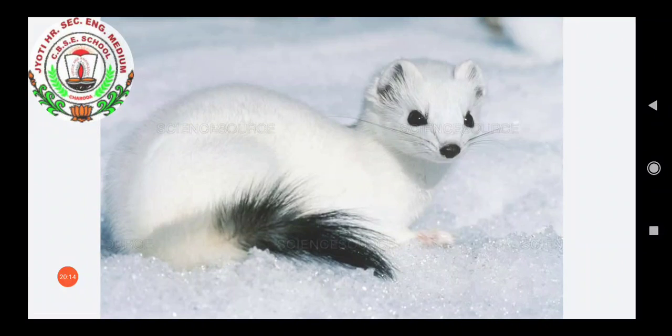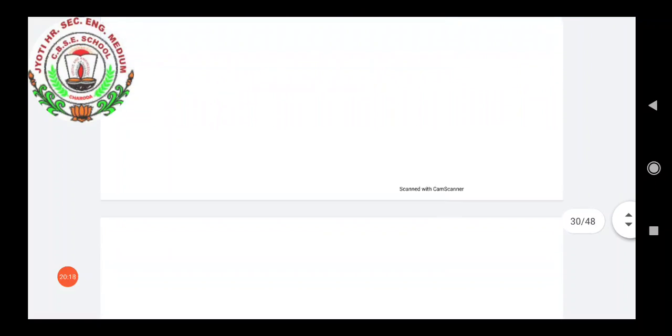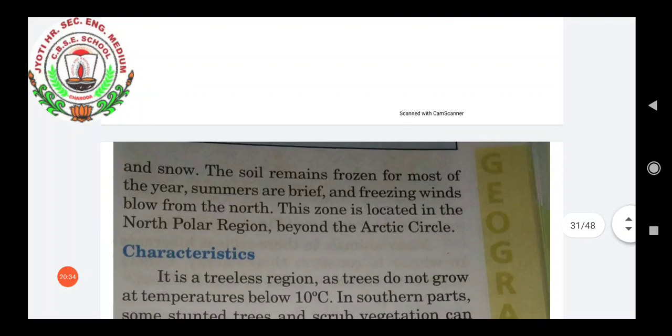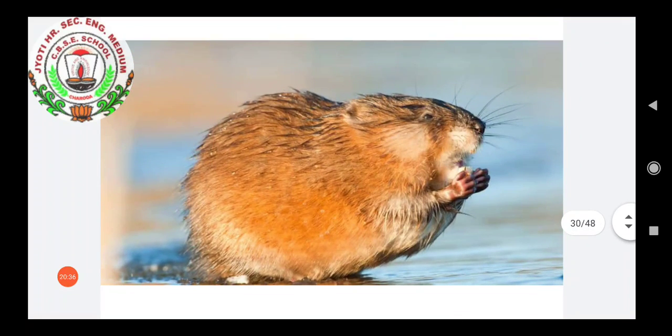Beside this, some herbivore animals are also there. They are caribou, elk, moose, okay, and some other animals. They are also having a price for their skin, including hare, squirrel, and muskrat. That is the muskrat.